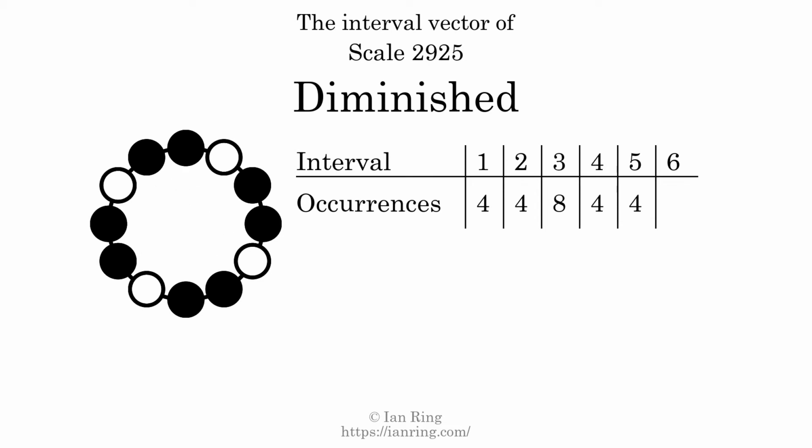There are 4 intervals with a size of 5 semitones. They are here, here, here, and here. There are 4 intervals with a size of 6 semitones. They are here, here, here, and here. Each interval does not appear in this scale a unique number of times, so this is not a deep scale.